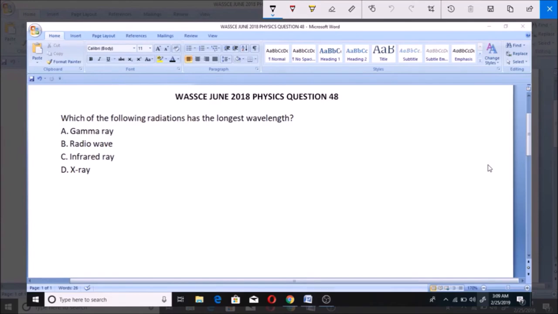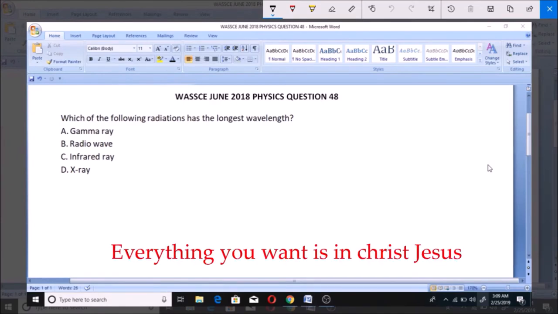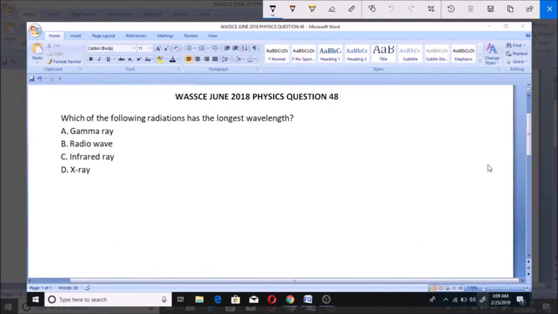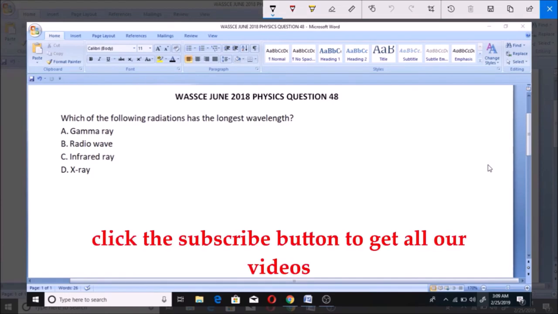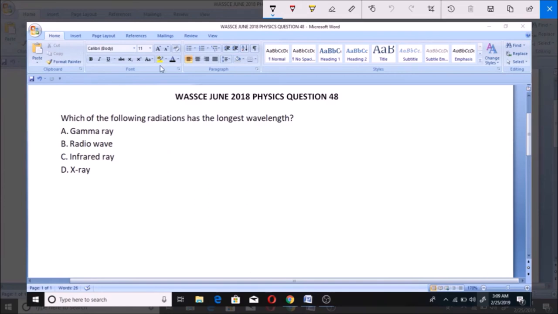Look at question number 48 for WAEC Physics 2018. Which of the following radiations has the longest wavelength? A. Gamma ray. B. Radio wave. C. Infrared ray. D. X-ray. So how do we go about solving this very problem?